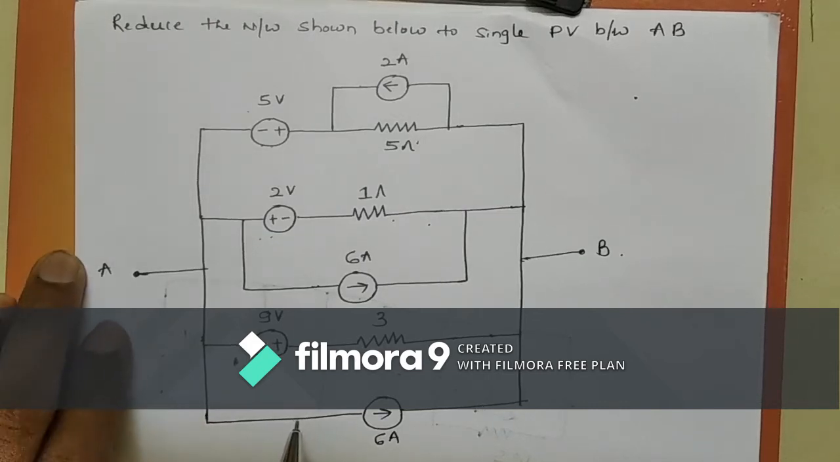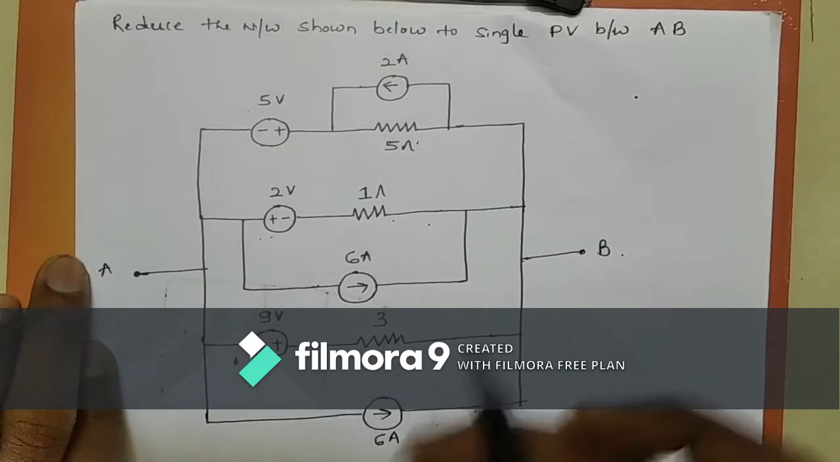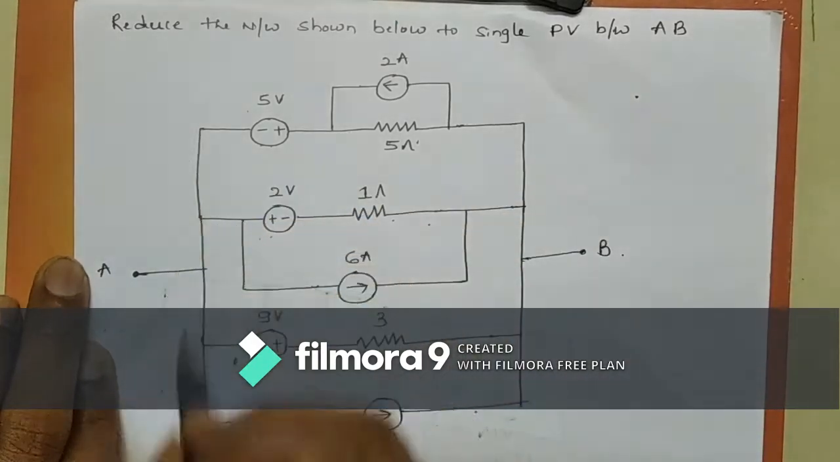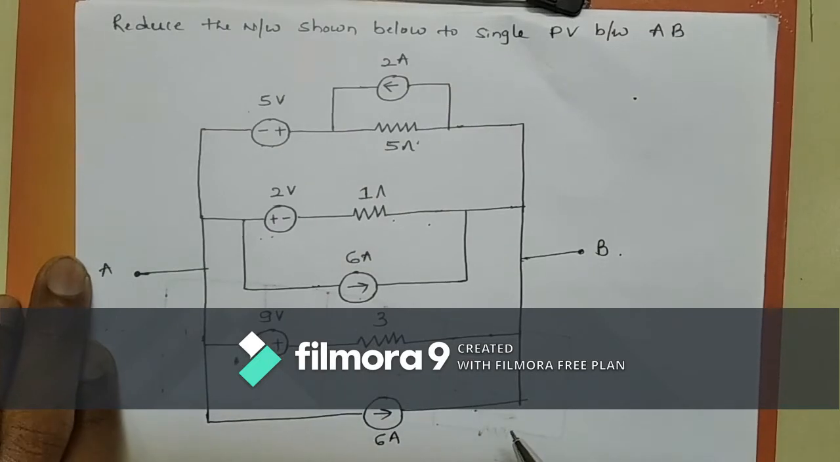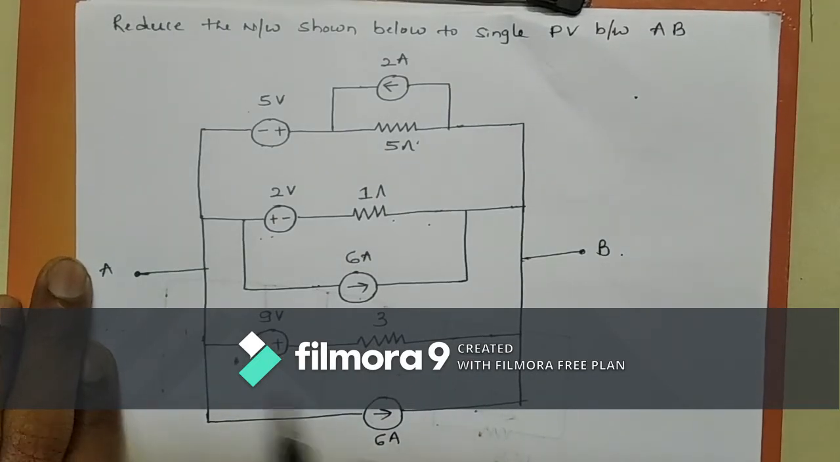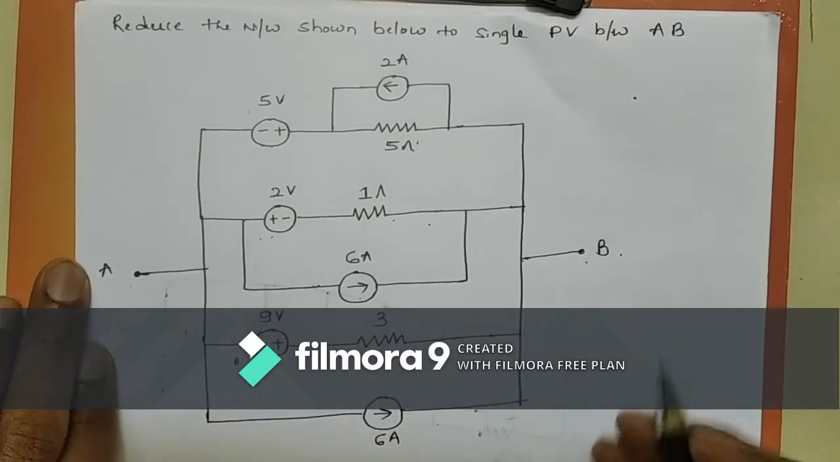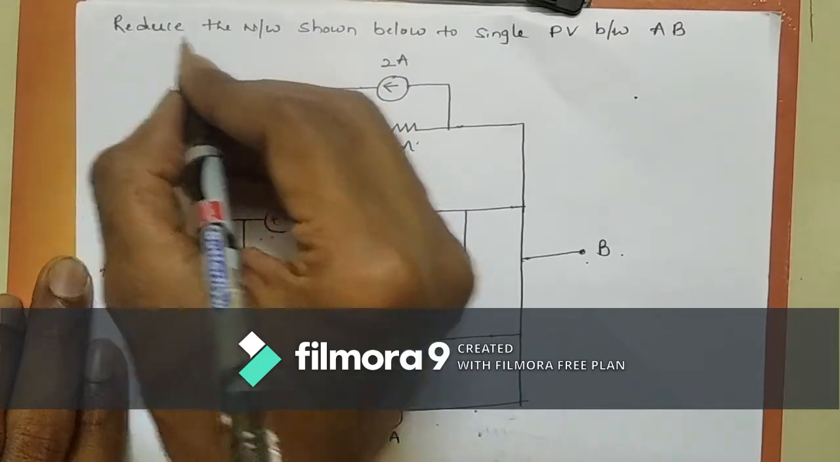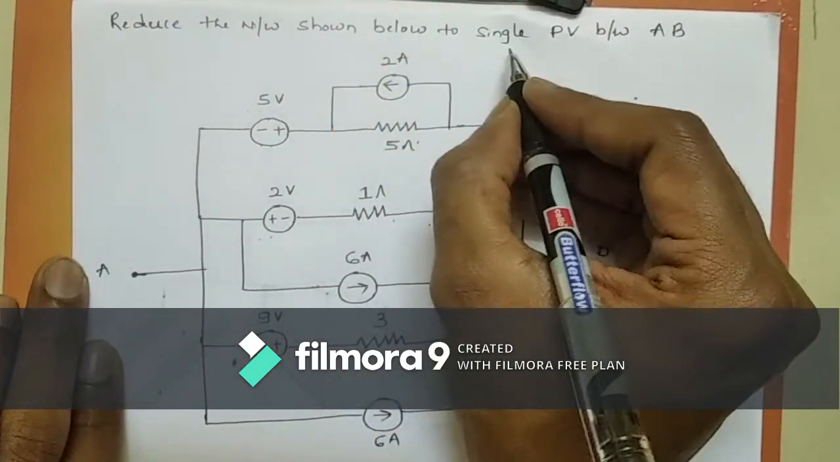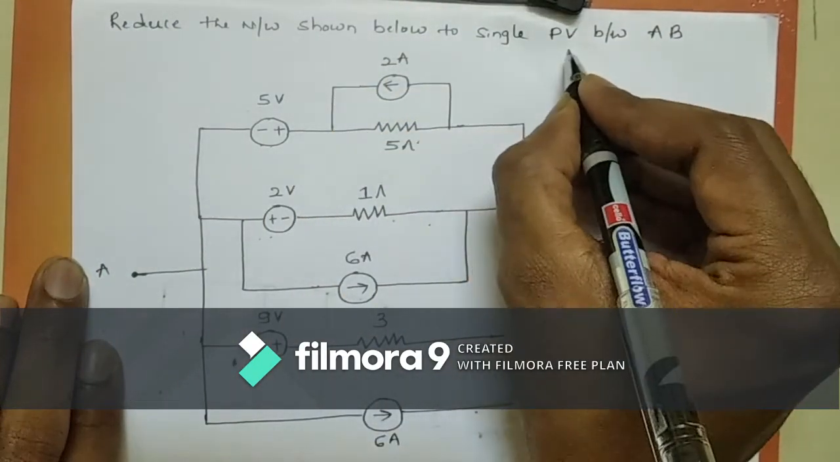Hello students, in this video lecture I will solve one problem on source transformation. So this is one given electrical network. I have to reduce this given electrical network into a single practical voltage source across terminal A and B by using source transformation, or I can say reduce the network shown below to a single practical voltage source between terminal A and B.